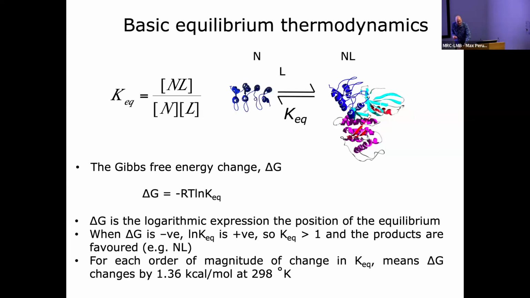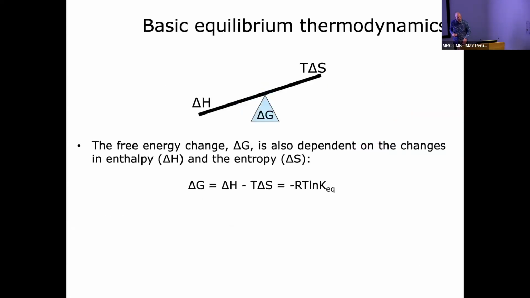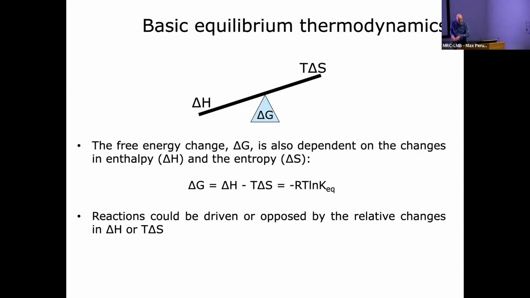But it gets a bit more complicated because the free energy is then related to the changes in enthalpy and entropy. And either of these reactions could be either driven or opposed by the relative changes in these two forms here, the enthalpy or the entropy. So what are these terms, and what do they actually mean?